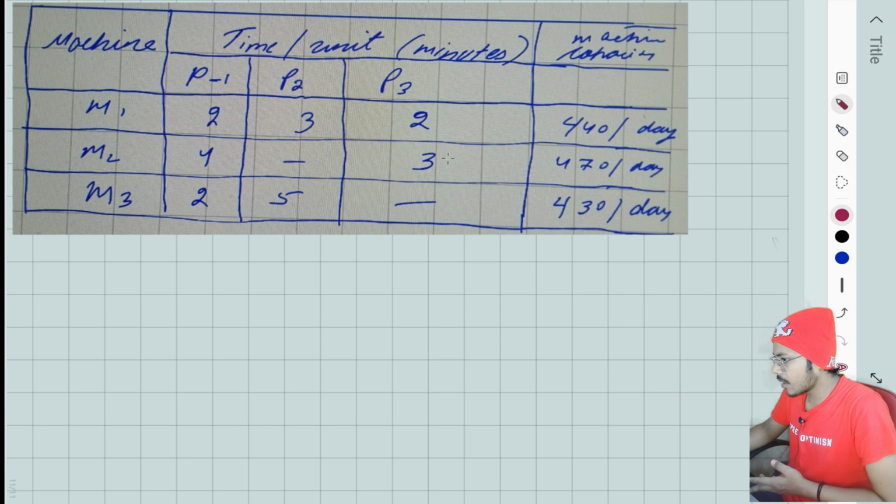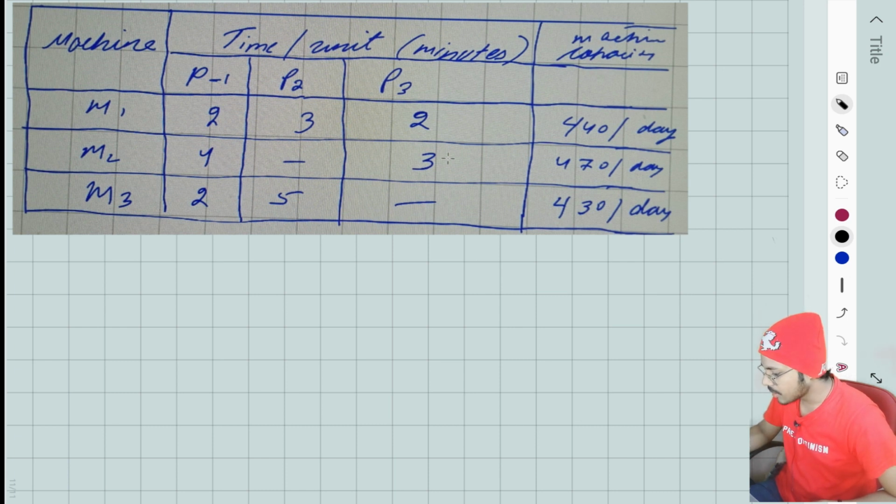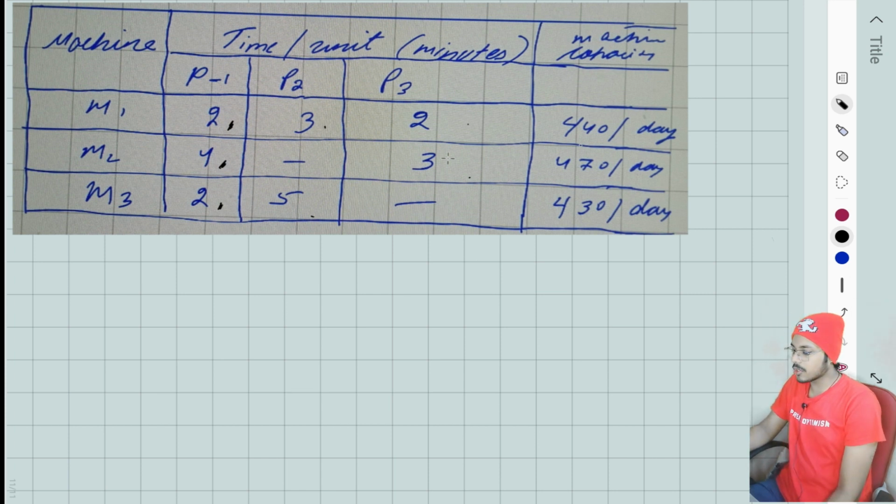So let me write the question. You can see there is a machine M1, M2, M3, time per unit that is written in minutes. Machine capacity is also written. This is P1 product, this is P2 product, this is P3 product. Then this is 2 minutes it is taking, 4 minutes, 2 minutes, then 3, 5, 2, and 3, and this is 440 per day. This machine can produce 440 products per day. This can produce 470 products per day. This can produce 430 per day. So guys, this is the table for you. According to this we will solve the problem.